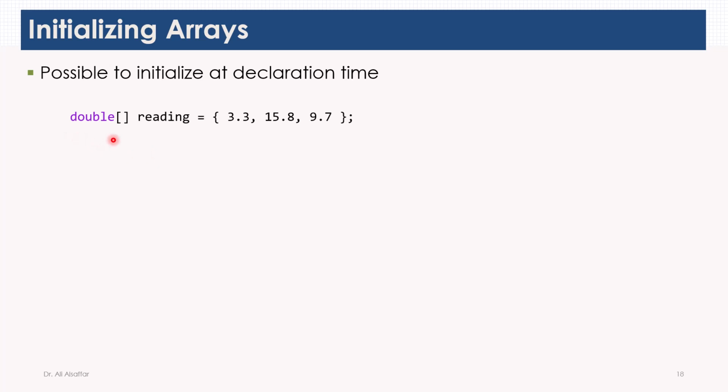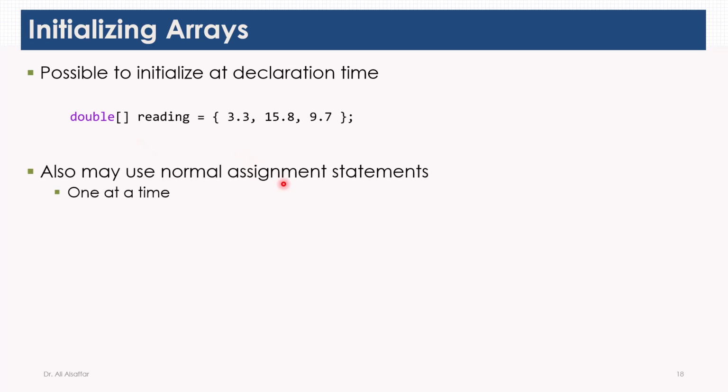First, you declare the array with its data type. You give it a reference, you put equal, and then you put the initial values between curly braces. So to understand what is saved into the array, 3.3 will be saved in index 0, 15.8 will be saved in index 1, and 9.7 will be saved into index 2. The length of this array is 3, so reading.length will be equal to 3.